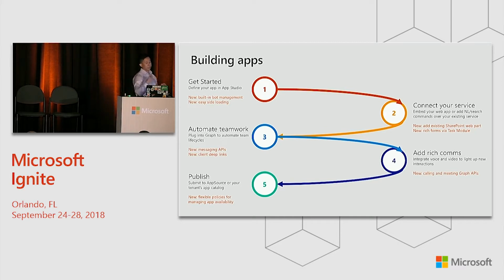The first is really thinking about what kind of app you want to build. We have a tool called App Studio that helps you define and package that. So you want to start with the scenario that you want to implement, the capabilities that you want to use, whether it's a bot or a tab, and then think about how you can start bringing that together.